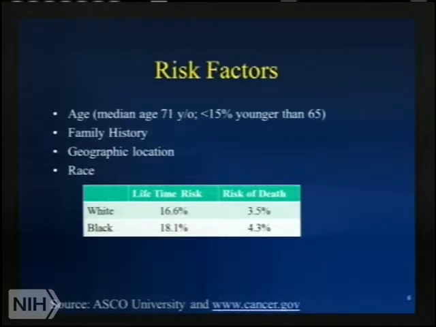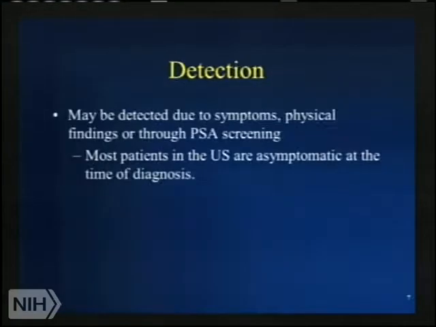Geographic location. It turns out that the United States and Scandinavia have some of the highest rates of prostate cancer, and that Asians have a lower rate of prostate cancer. But it turns out that Asians living in Asia actually have a lower incidence, and when they migrate to the United States or a Scandinavian country, their risk for prostate cancer goes up. Race, there's also an increased risk of both lifetime risk and risk of death of prostate cancer for African Americans compared with Caucasians.